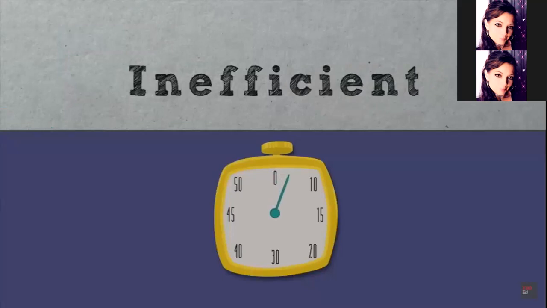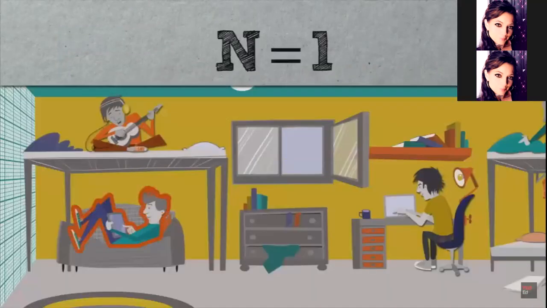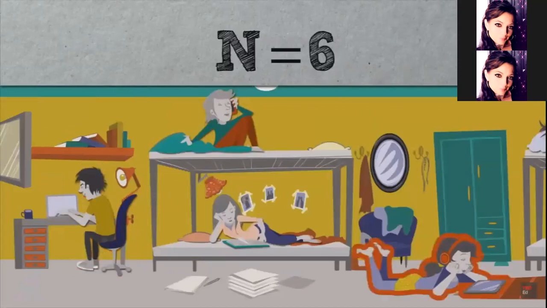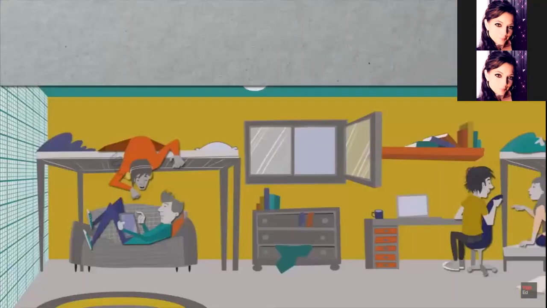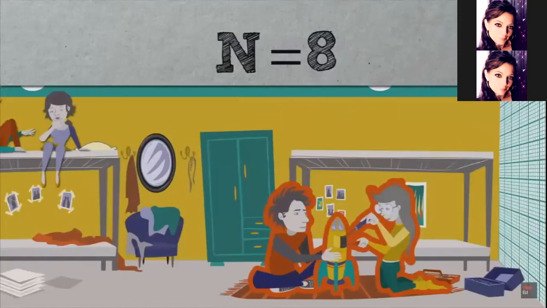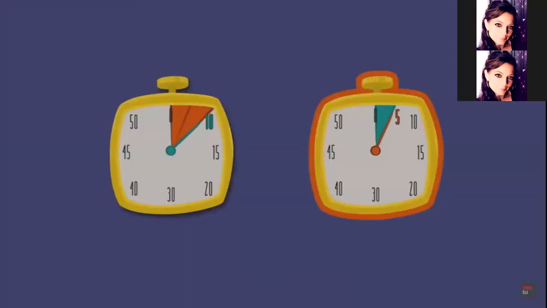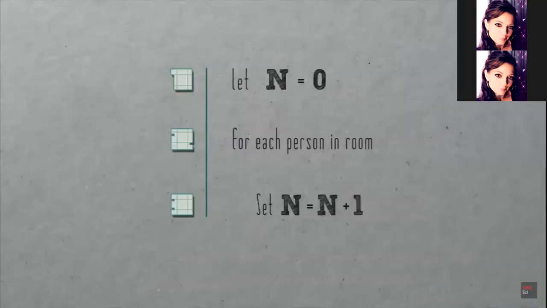Why not count 2 people at a time? Instead of counting 1, 2, 3, 4, 5, 6, 7, 8, and so forth, why not count 2, 4, 6, 8, and so on? It even sounds faster, and it surely is. Let's express this optimization in pseudocode.